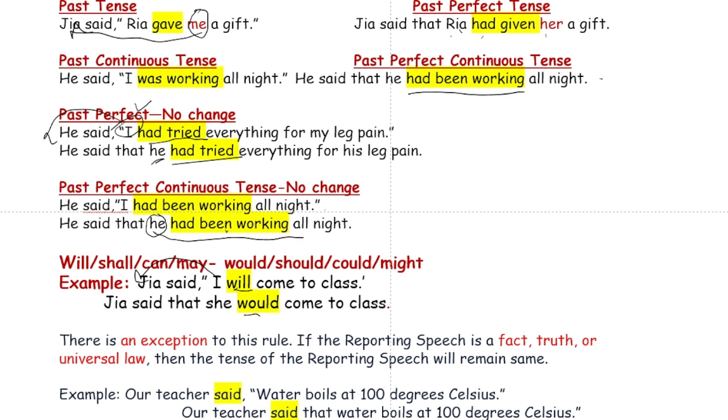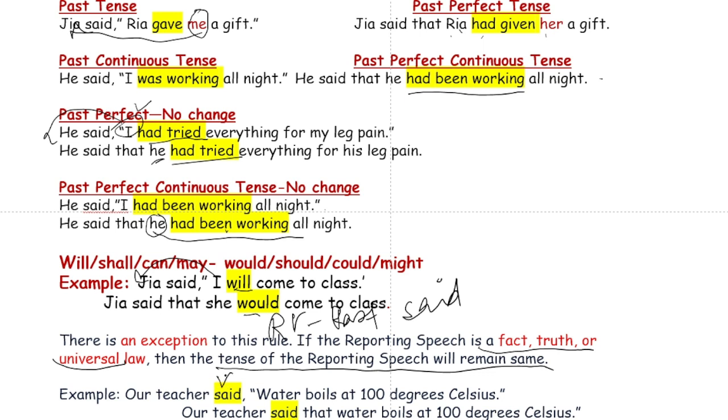Now there is an exception also to this rule. Now which rule? If my reporting verb is past tense or said, then there's an exception to this rule. What is that? If my reporting speech is a fact, truth, or universal law, then we are not supposed to change the tense of the reporting speech. It will remain same. Example, our teacher said water boils at 100 degrees Celsius.